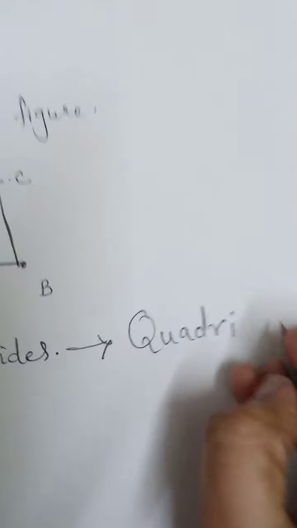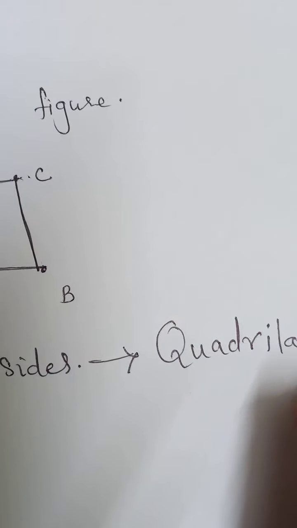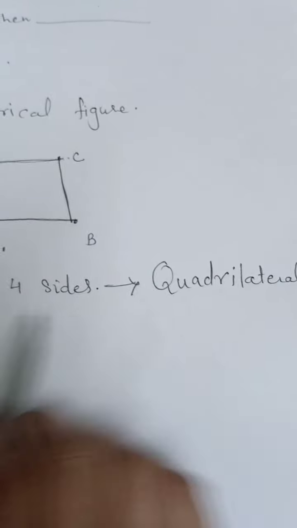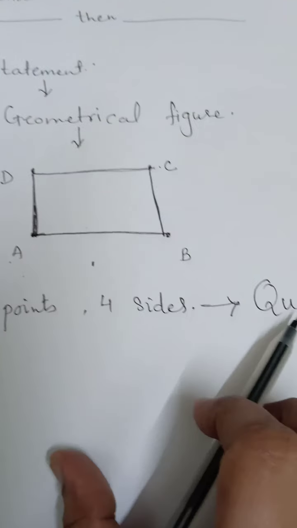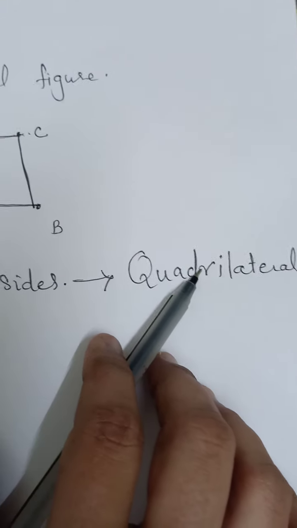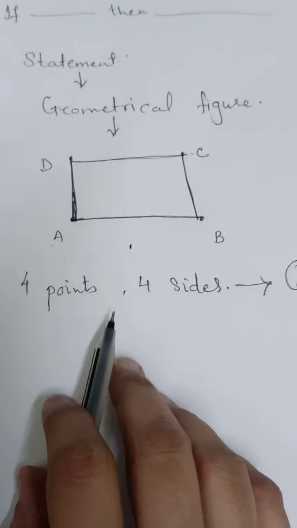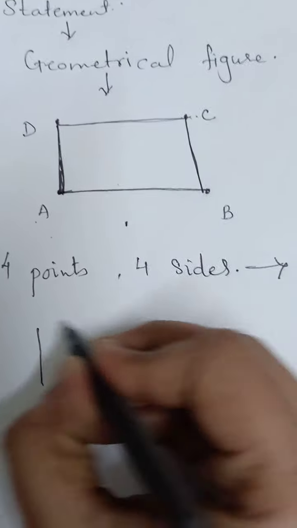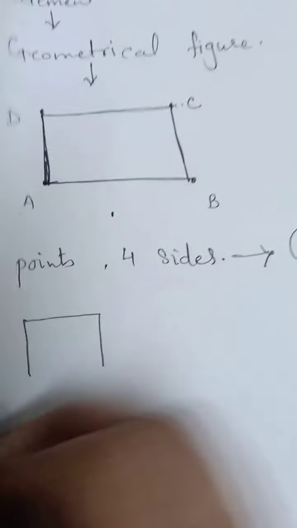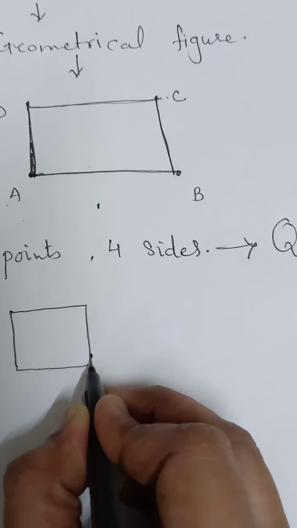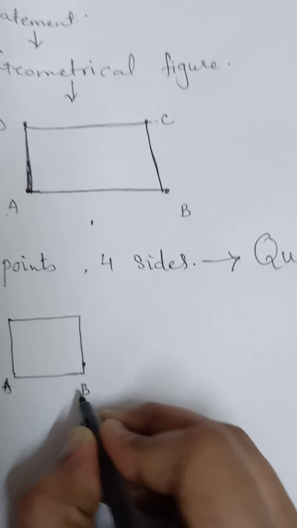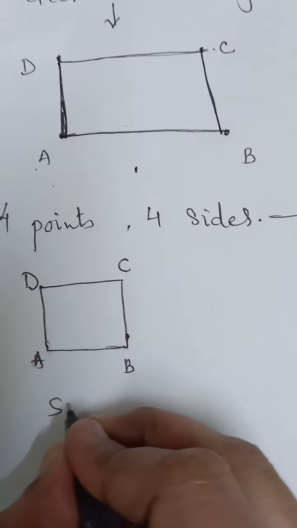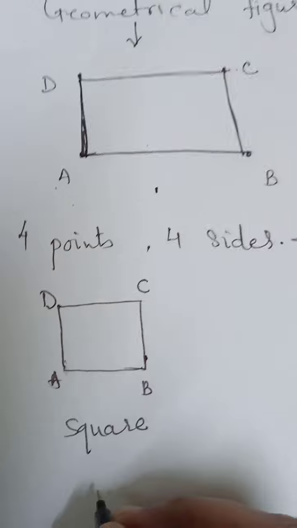In previous classes also you have learned about this quadrilateral. Many figures have 4 points and 4 sides, but initially it is known as a quadrilateral, and now we can see other types of quadrilateral. Most figures have 4 points and 4 sides. For example, I am taking this one, A, B, C, D. It looks like a square. Yes, it is a square.